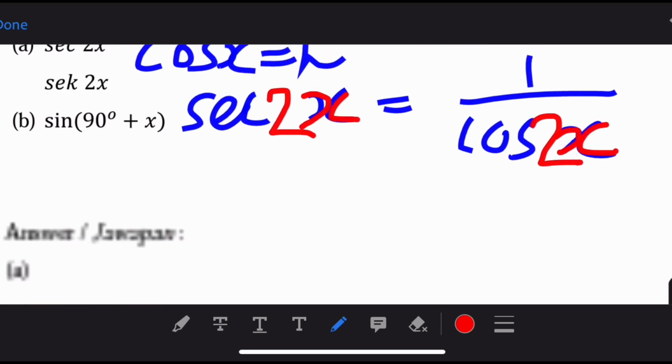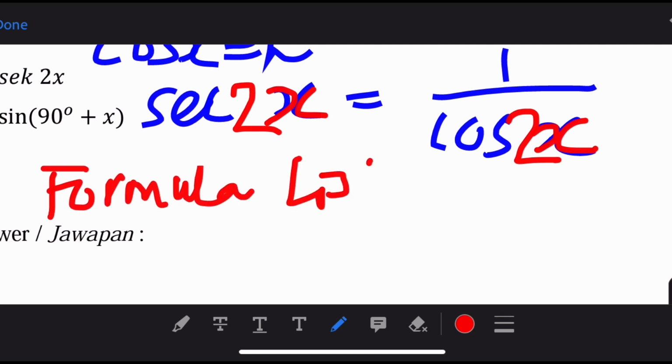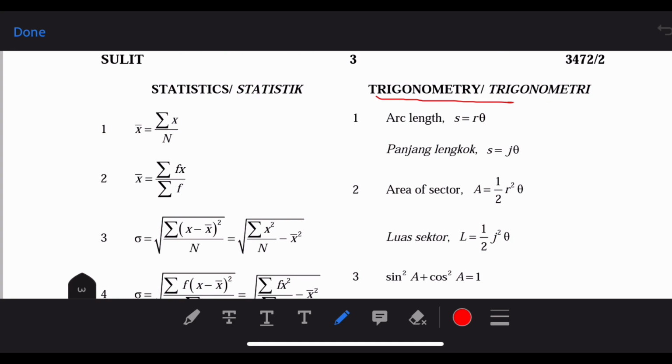Because you are given cos x equal to h, you cannot say cos 2x equal to 1 over h. It's not the same. Cos 2x is not the same as cos x. There is a formula under the formula list that connects cos 2x to cos x. Let's have a look at the formula list given in the SPM exam.